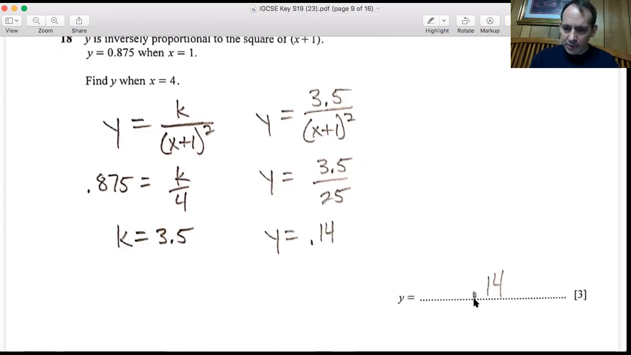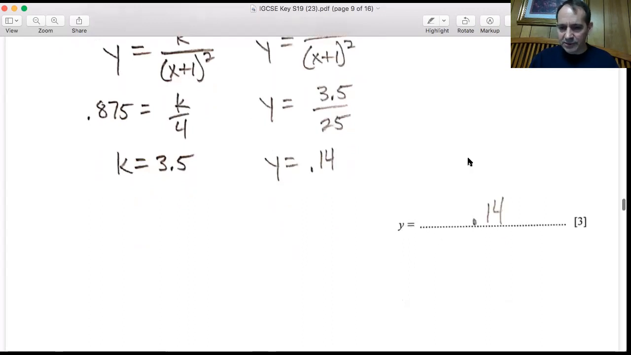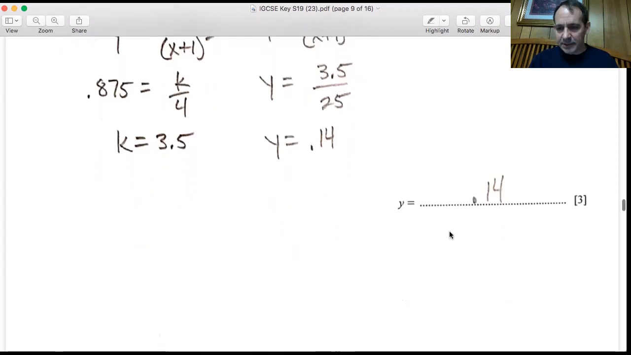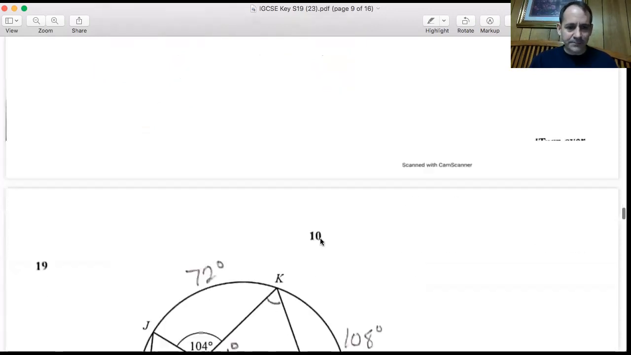So y equals 0.14. If you've noticed, when I write decimals, I don't write the 0 in the front. I don't know, to me it seems like a waste of time, but if you're used to putting the zeros in front of the decimal, the decimal tells us where we're located on the line, so 0.14 is what I put.